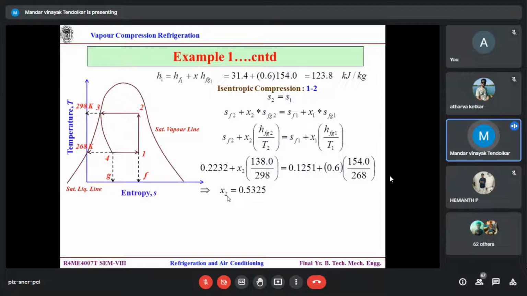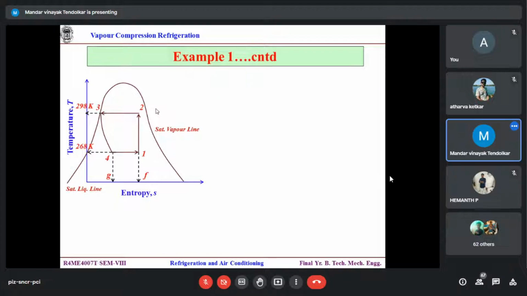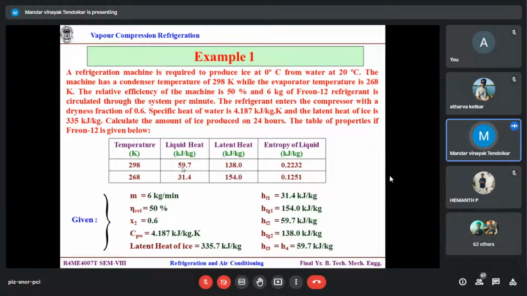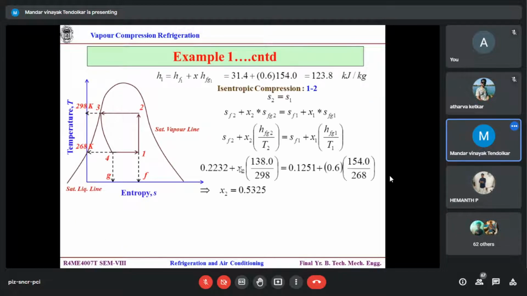Now you got the X2 value, so you can calculate H2, correct? HF2 plus X2 times HFG2, the entire part. 2 and 3 is the same; that is the condenser part. So this is my HF2 plus X2 times HFG2. Do you agree? So calculate that.